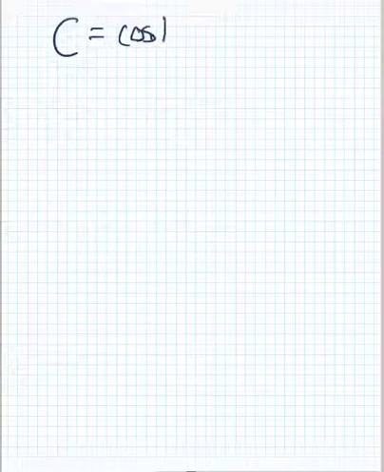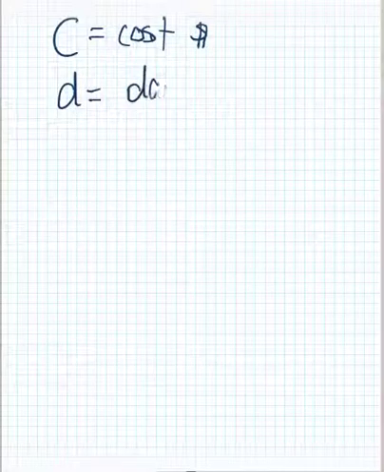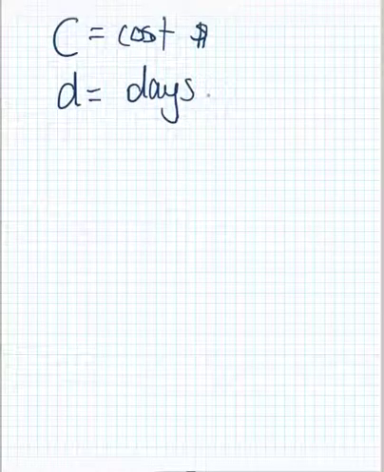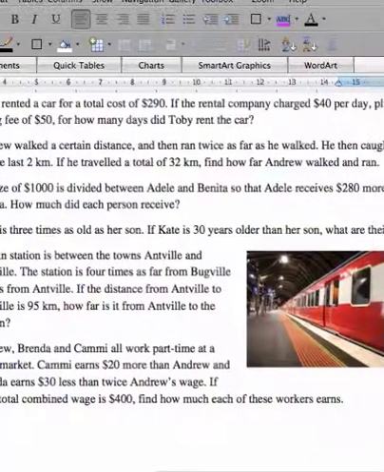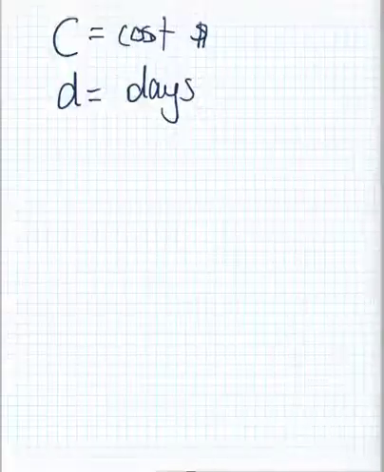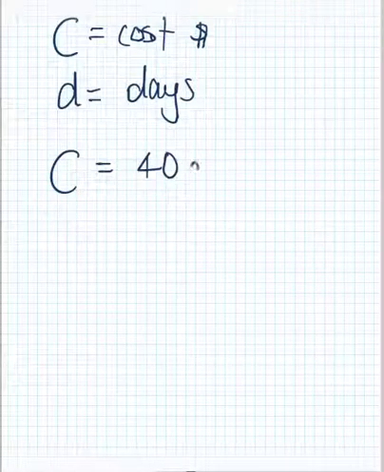But of course, let's define our variables. So we're dealing with a hiring fee or a cost. So we can use C for costs in dollars. And then per day, D can stand for the number of days this person has rented the car for. All right, so now it says the rental company charged $40 per day. So the cost of the rental company, $40 per day, will be 40 times per day, or 40D.